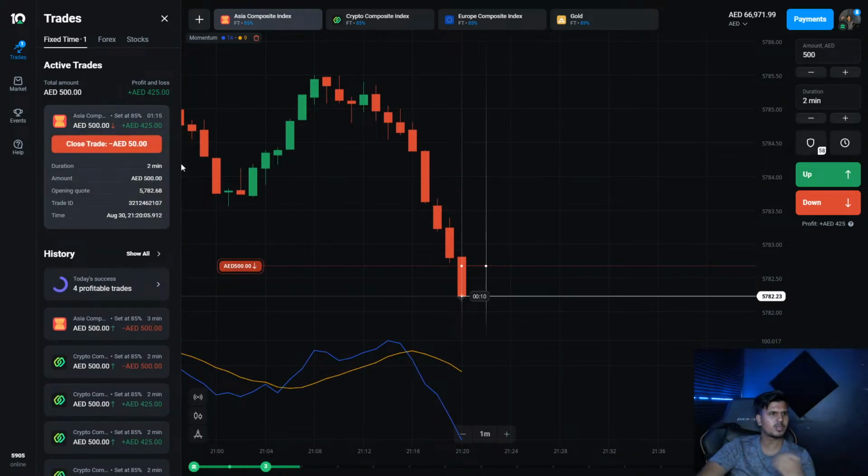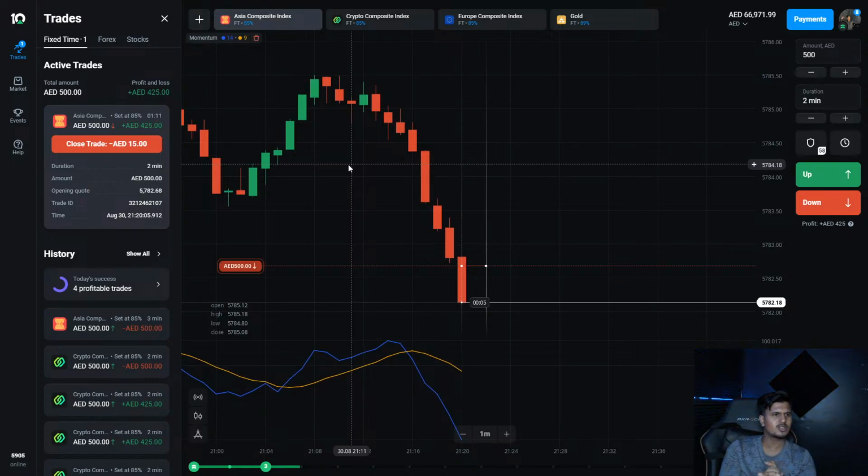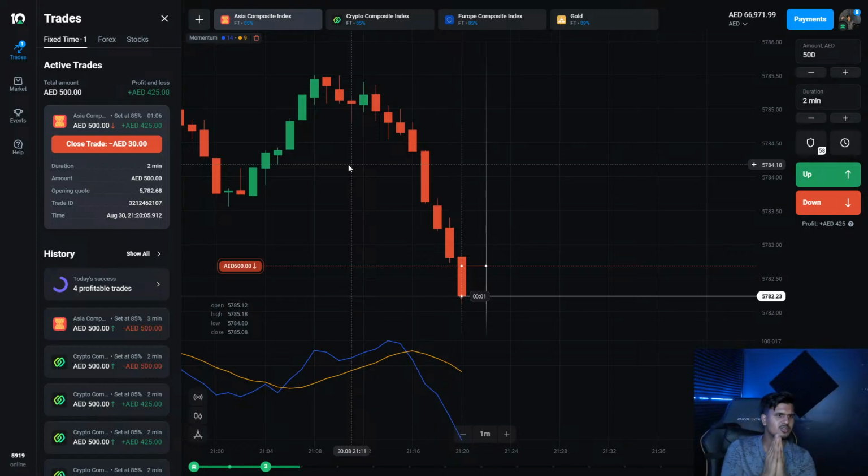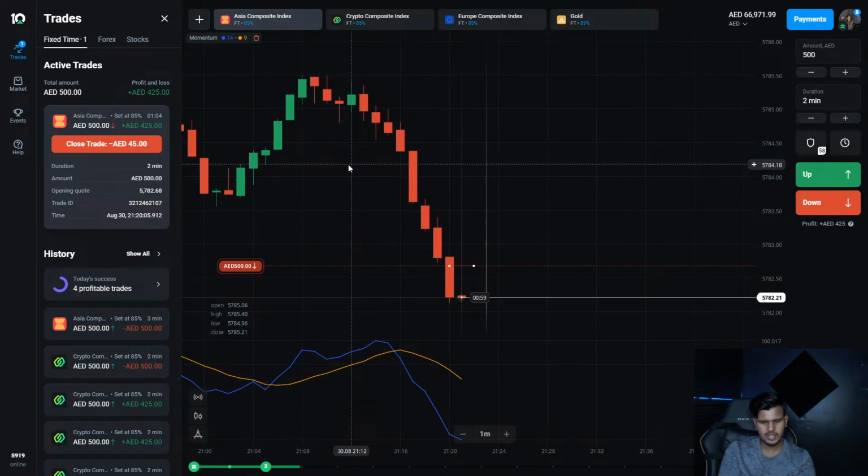I will get a profit of 125 dirham, and I already invested 500 here, so in total I will get 925 dirham after this trade finishes. So let's wait, guys.